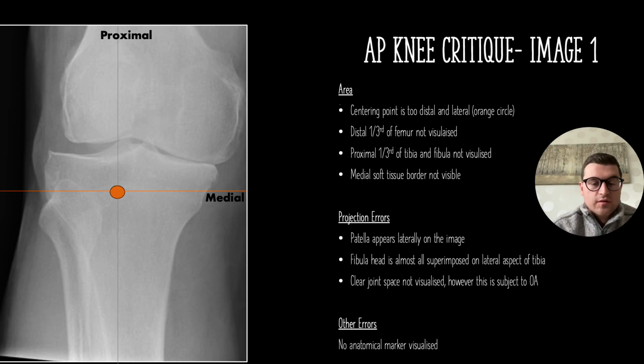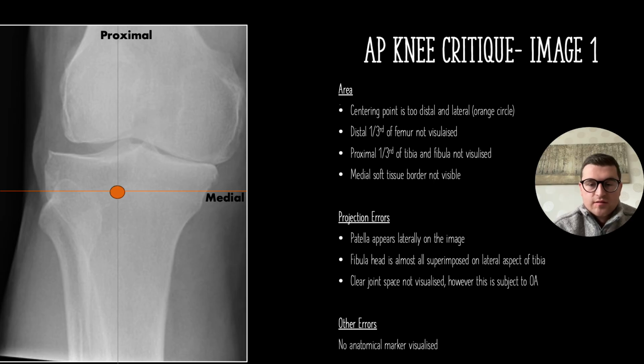So if we know our centering point should be 2.5 centimeters distal to the apex of patella, and we look at this image and draw up the center of it, we can tell that it does not appear to be correct. We can see that it is sitting too laterally here. We need to bring it medial. It also appears too distal, so we want to maybe bring that up more proximally to around this point here.